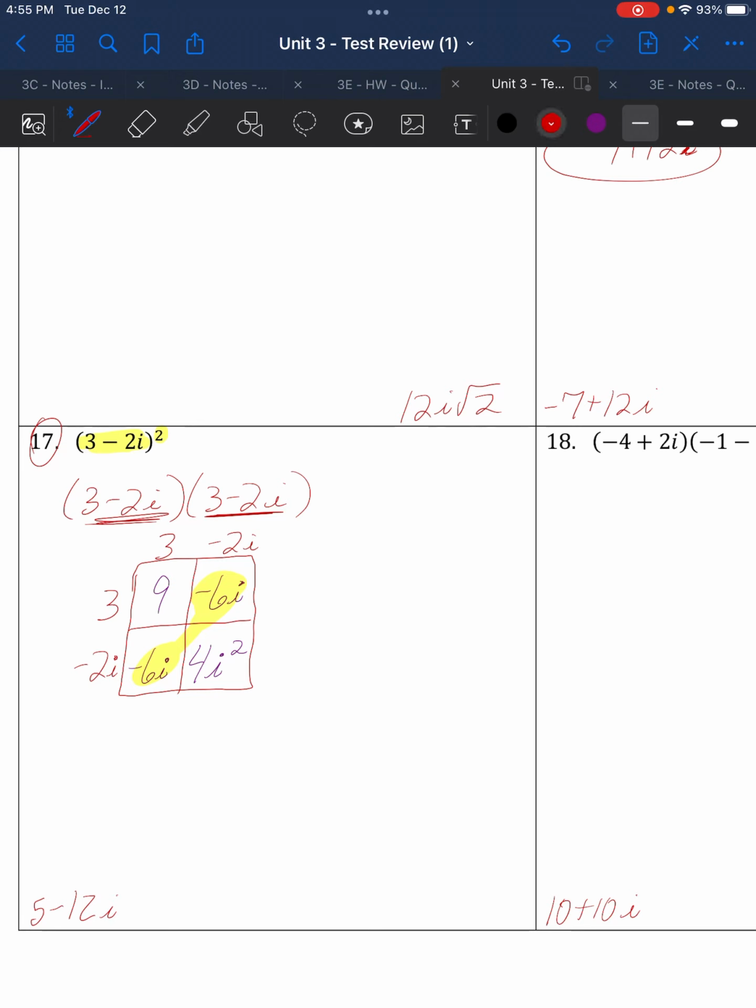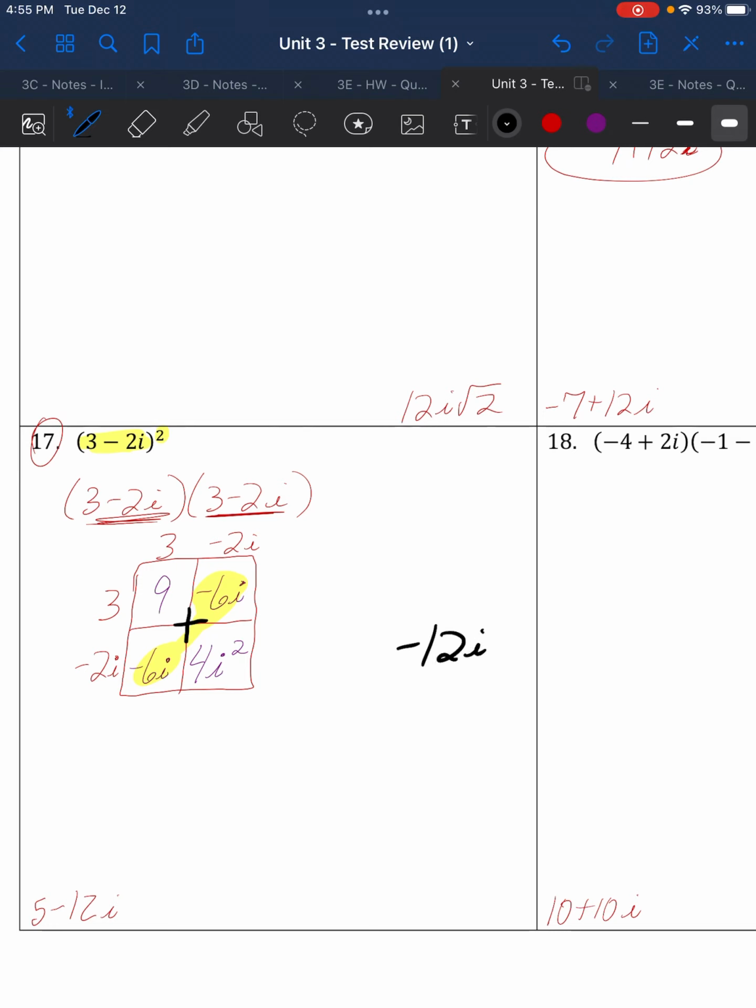Now, your like terms should be in diagonal here. So you're always adding. Think of it like this. You're adding all these together. So negative 6i, negative 6i is a negative 12i.